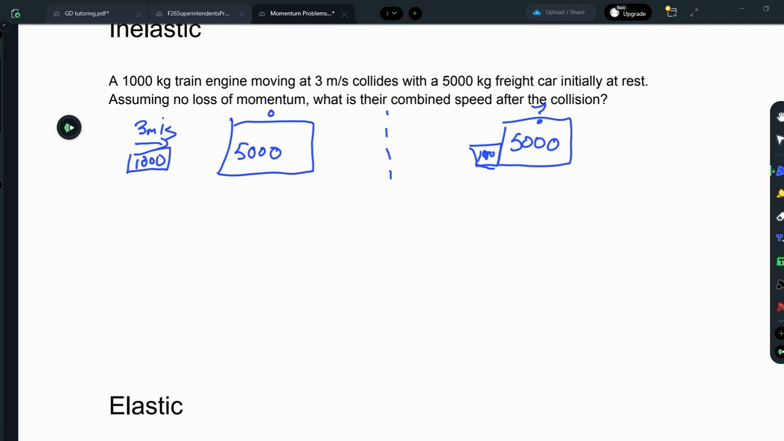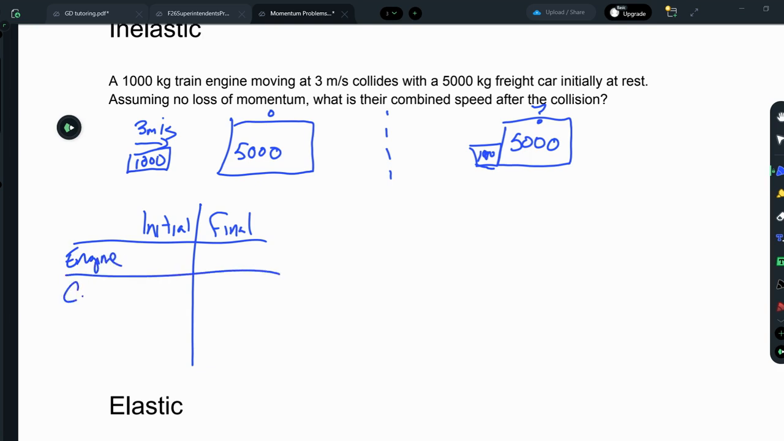Okay. I'm going to put my table to use each time. You can call it start and end, or fancy words are initial and final momentums. And I'm going to make a line for the engine and a line for the car, and then a line for the total, or sometimes we use the word system momentum.